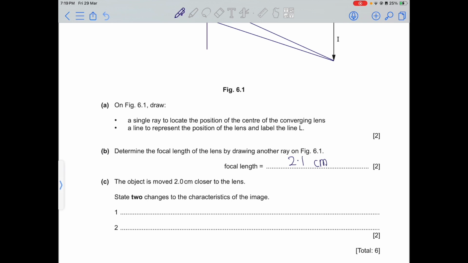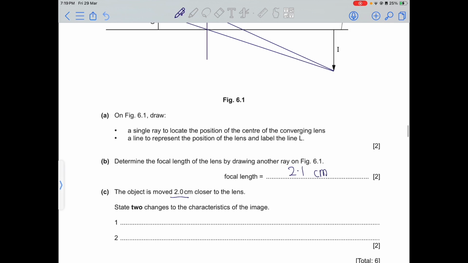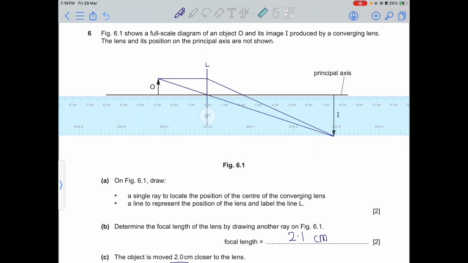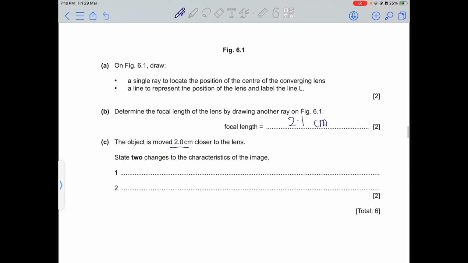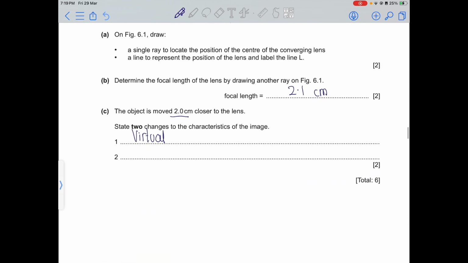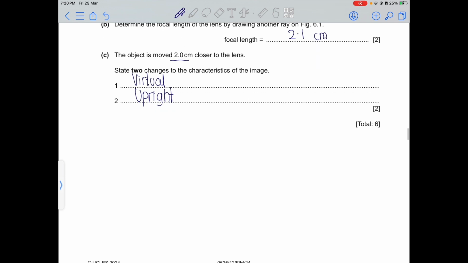Okay, now it says the object is moved 2 centimeters closer to the lens. State 2 changes to the characteristics of the image. Now what is the current distance between the object and the lens? It's basically about 2.9 centimeters. If you move it closer, then it would be closer to the lens than the principal focus. Now remember the properties of a magnifying glass, in which your image is upright, enlarged, and a virtual image. So now the image would be a virtual image. We can't say enlarged because even in this diagram the image is actually enlarged, and it would be upright, whereas before it was inverted and real.